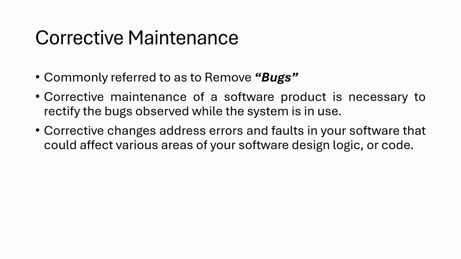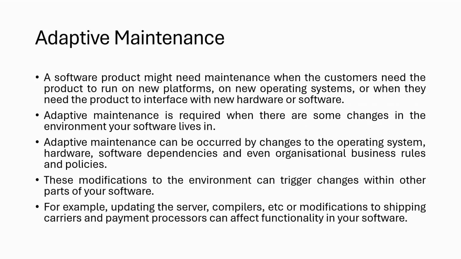Corrective maintenance addresses errors and faults in your software that could affect various areas of your software code, design, and logic. Next is adaptive maintenance, where you are updating the server, the compilers, and making modifications required by the current or changing environment. This modification to the environment can trigger changes within other parts of your software. So adaptive maintenance is required when there are changes in the environment the software lives in.